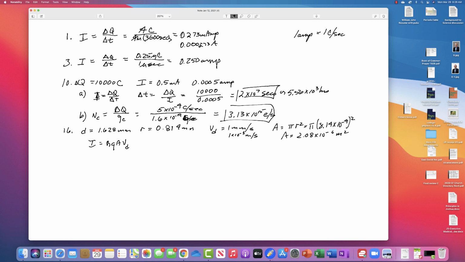So if you put all this in here, you end up, again, looking at that example, it tells you what to put in for N, because that's a standard number. It's 8.34 times 10 to the 28th times 1.6 times 10 to the minus 19, that's Q, times A, which is 2.08 times 10 to the minus 6, times 1 times 10 to the minus 3. That's the drift velocity. And if you multiply that whole thing out, you get 27.7 amps.